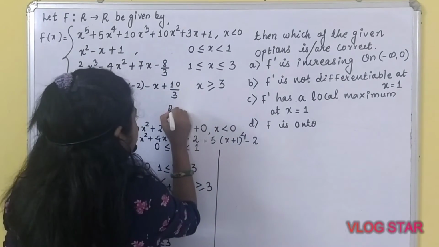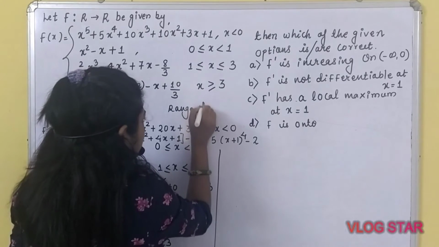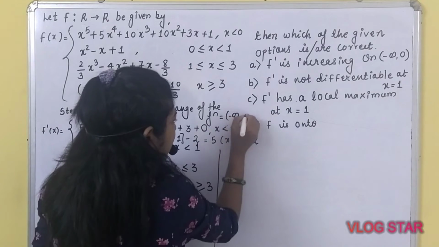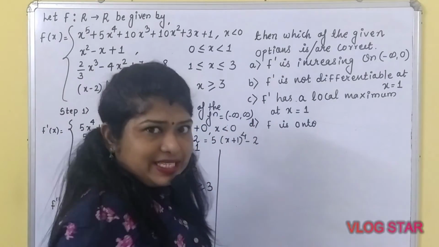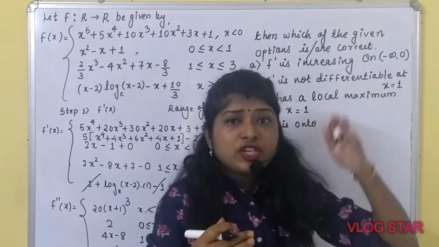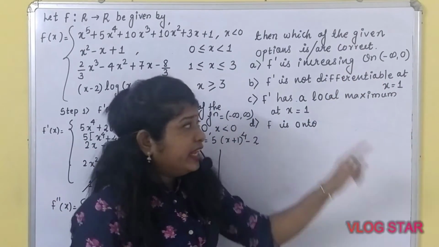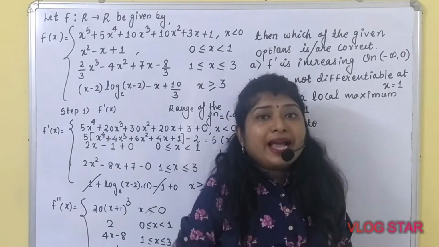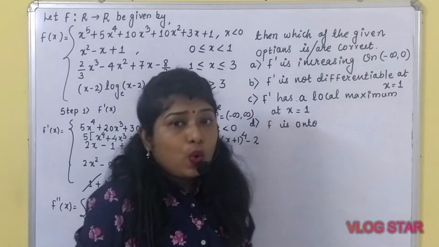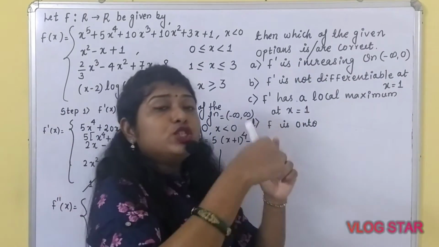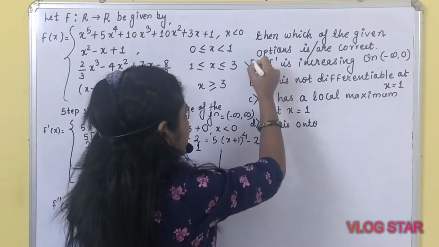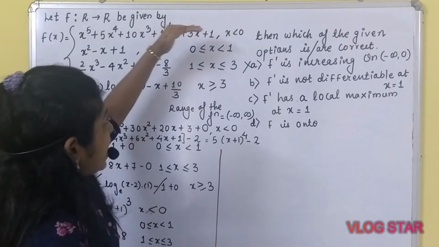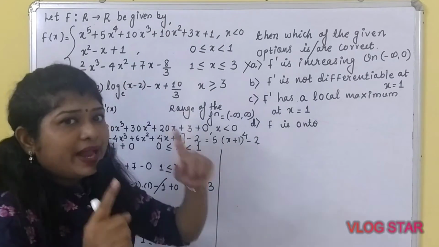What is the range? Minus infinity to plus infinity. So the range of the function is equal to minus infinity to plus infinity. So if the range is minus infinity to plus infinity and they have given f dash is increasing on minus infinity to 0, no. So this answer is not applicable. So simply you need to neglect this. So our range of the function is minus infinity to plus infinity.